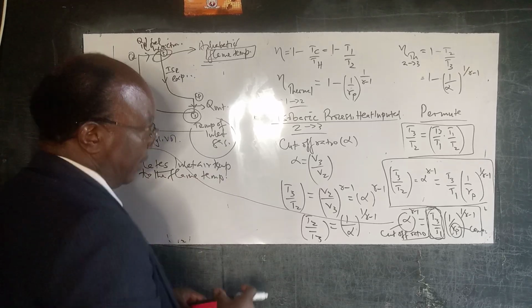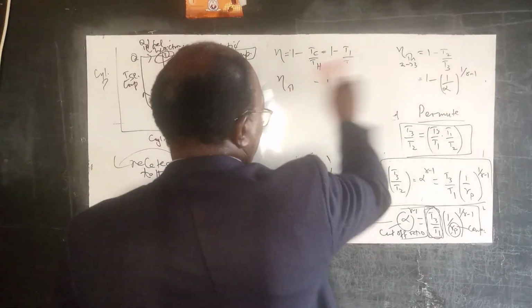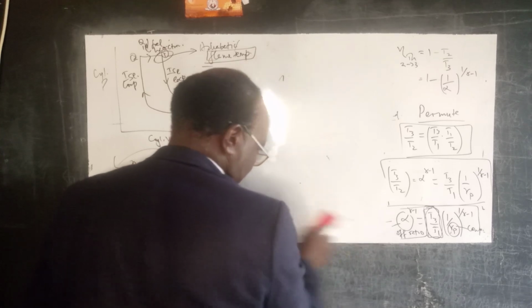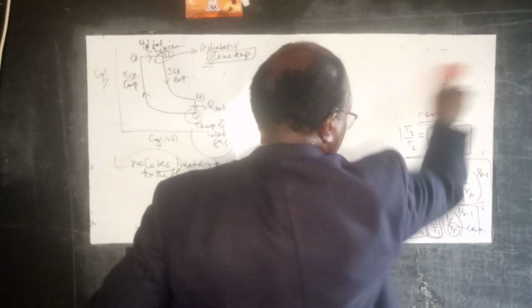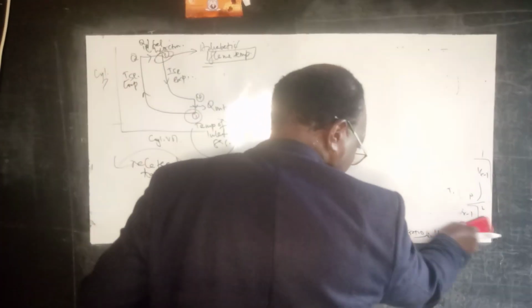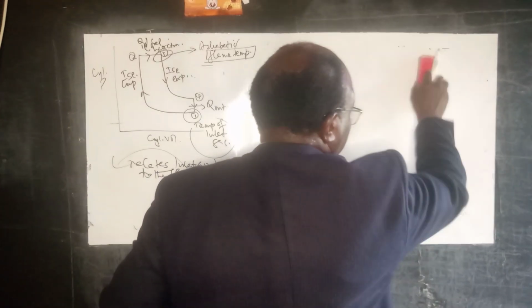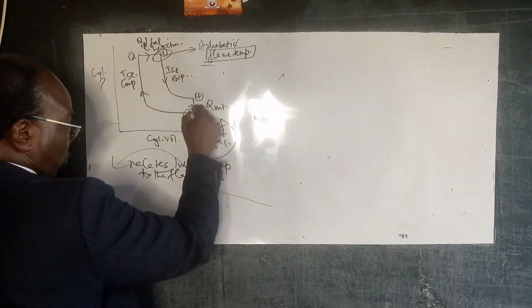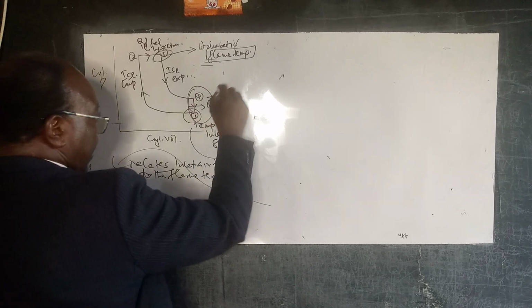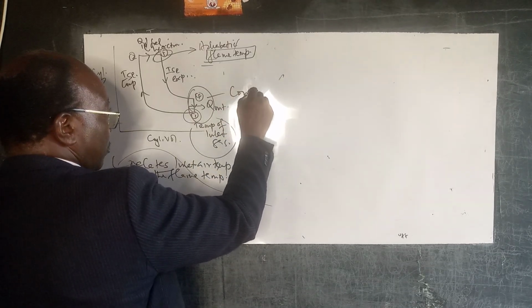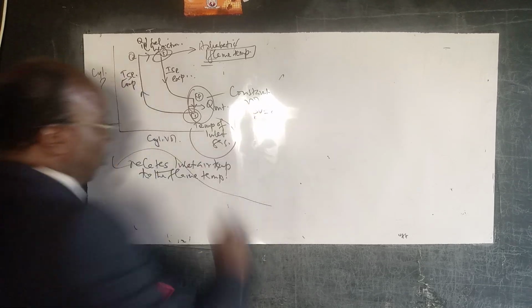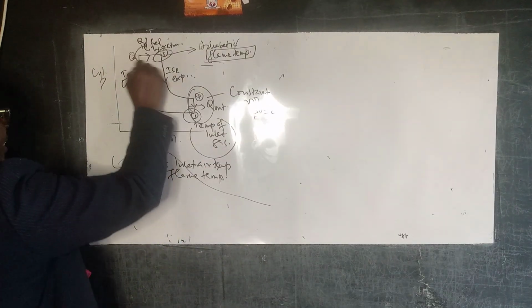Now, finally, we want to look at the processes again. We have the process 1 to 2, we have 2 to 3, and we have 4 to 1. Remember these processes: this is constant volume, therefore delta V is equal to 0. And this process occurs at constant pressure.